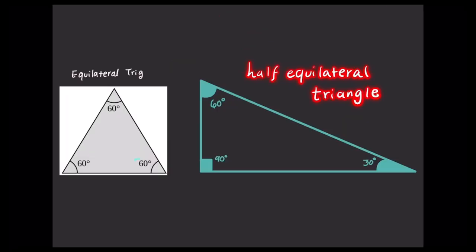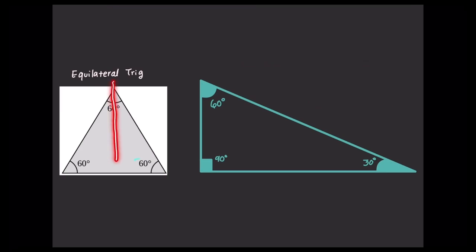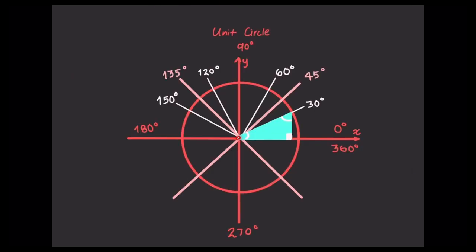And now let's move on to the half equilateral triangle. This triangle comes from cutting an equilateral triangle in half. If I cut this triangle with a straight line, I create two 90-degree angles and divide this 60-degree angle into 30 degrees here and 30 here. Hence why we get a half equilateral triangle. Let's dive into the unit circle again and see where this fits.